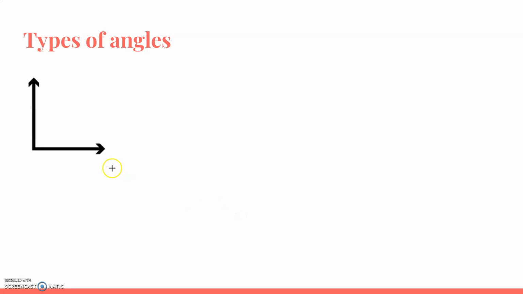So here we have a right angle, or 90 degrees. In this diagram there is not a square right here, but in most cases you're going to see a small square right here indicating that this is a 90-degree angle, or a right angle.